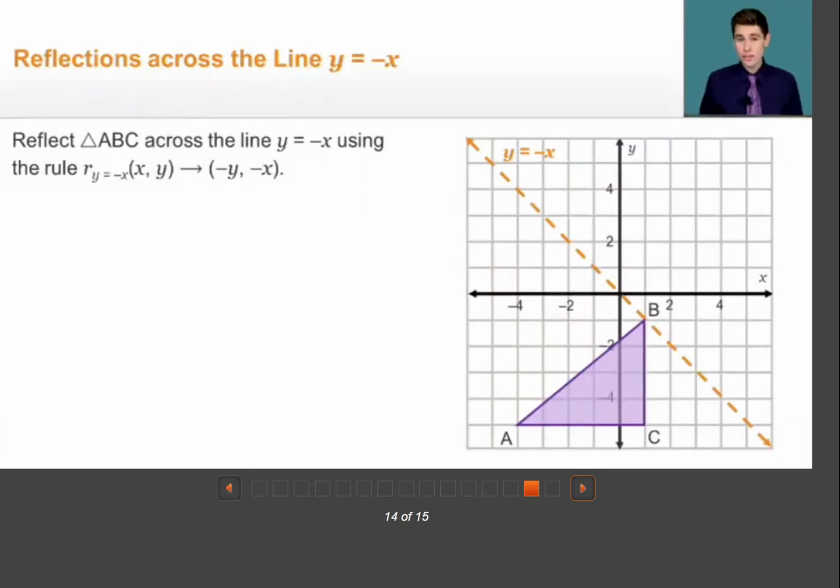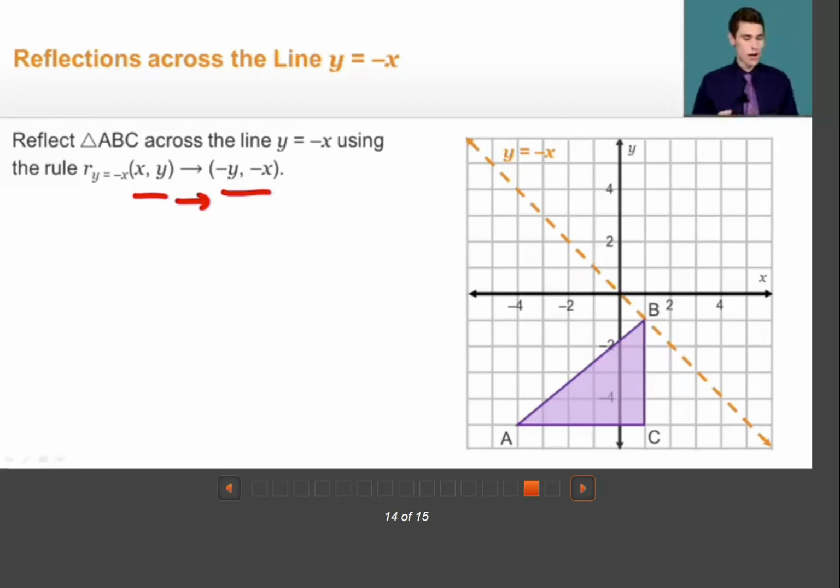Keep in mind that you can reflect across any line on a coordinate plane. In this lesson, we're just going to focus on the most common. Let's take a look at the rule for reflecting across the line y equals -x. Now, if I compare the input coordinate pair to the output coordinate pair, I can see that the x and y coordinates are switched and that they're both negated.